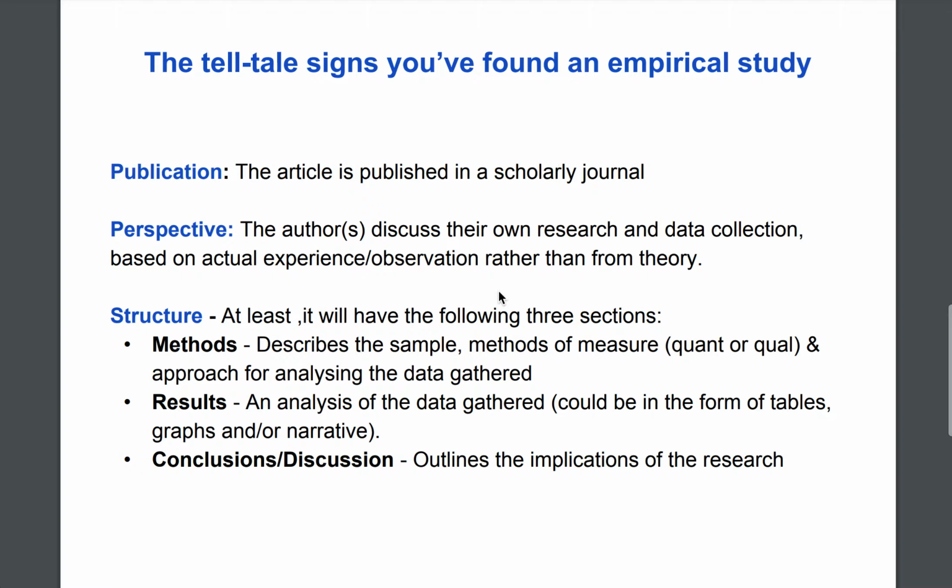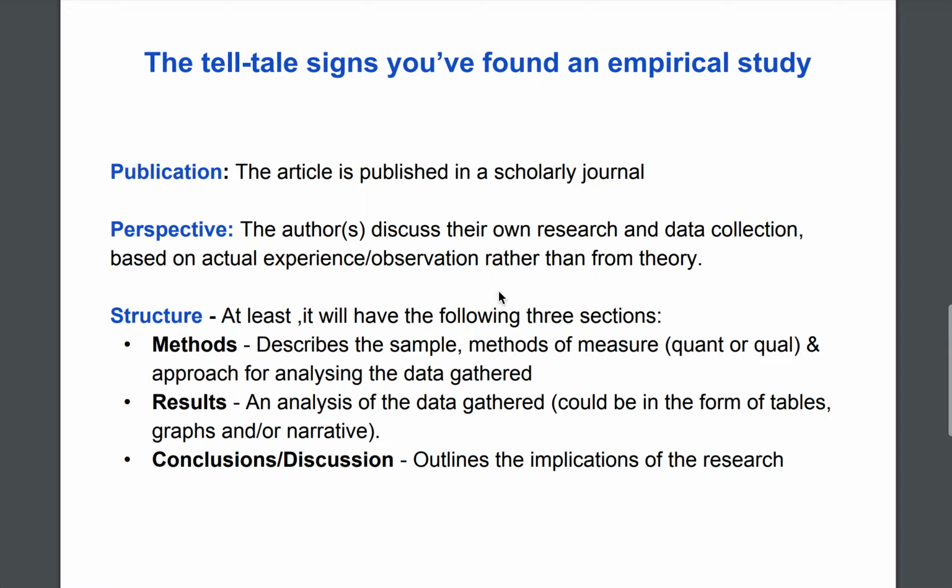You'll be able to identify empirical articles by the following criteria. First of all, the type of publication. Popular journals like Newsweek or Psychology Today won't have empirical research. Instead, you'll find them in academic or scholarly journals. Perspective is important. The author must be discussing their own research. And finally, empirical research articles will have a prescribed structure.